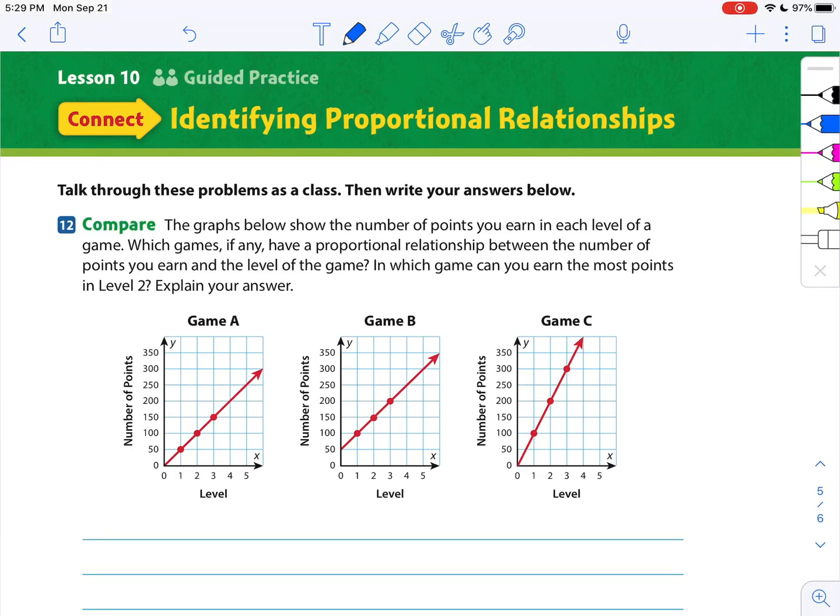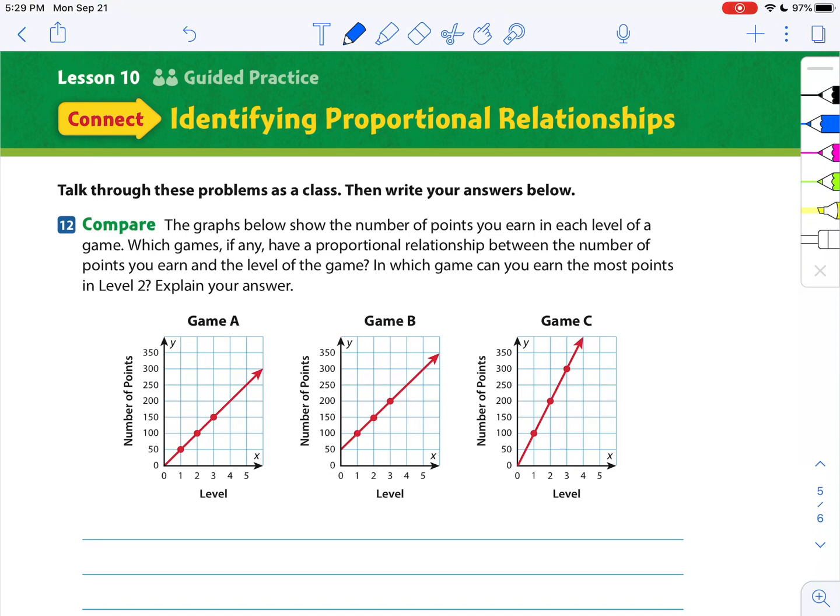The graph below shows the number of points you earn in each level of a game. Which games, if any, have a proportional relationship between the number of points you earn and the level of the game? In which game can you earn the most points in level 2? And then explain your answer.